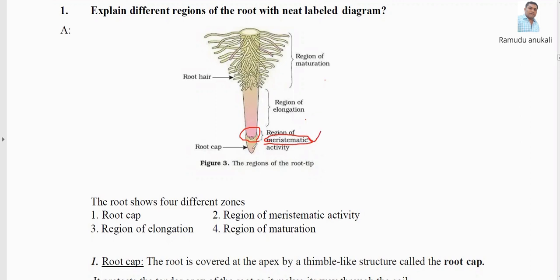After the root cap, towards the upward direction, the rapidly dividing tissue present is called meristematic tissue. This meristematic tissue consists of live cells with thin walls, which often undergo division and produce new cells. So this is the second region of the root.